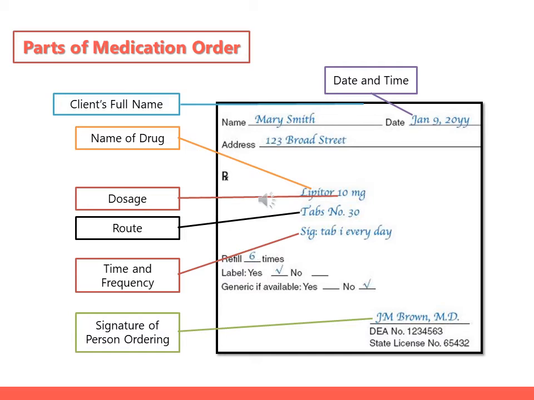Okay, you need to ask for the signature of the doctor. You cannot give the medication. You cannot carry out this order if the medication order is missing some other parts. Again, the medication order is required before you give the medication to your patient to make sure that the medication is prescribed by the doctor. Only prescribed medication shall be given to your patient. If it is not prescribed by the doctor, you should not give it to your patient.